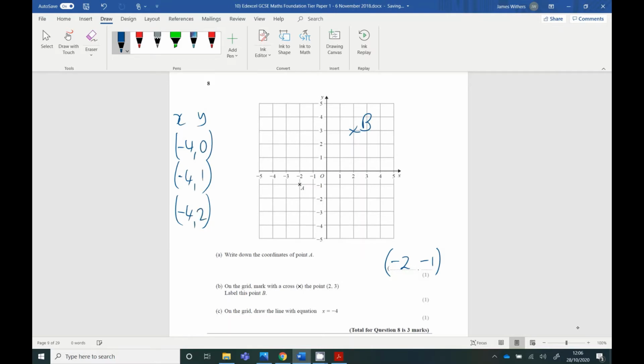So if we plot those points, (-4, 0), (-4, 1), (-4, 2), you can see it's creating a line down here. Now I don't have access to a ruler function here, so I'm doing it by hand. You must make sure you do yours with a ruler, okay? So that is the line x equals -4.